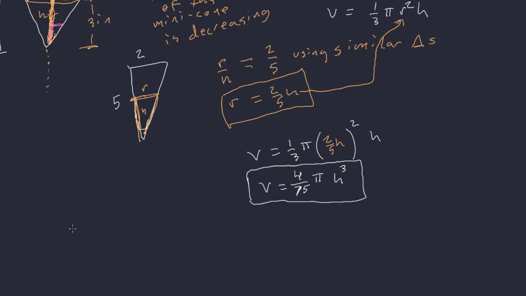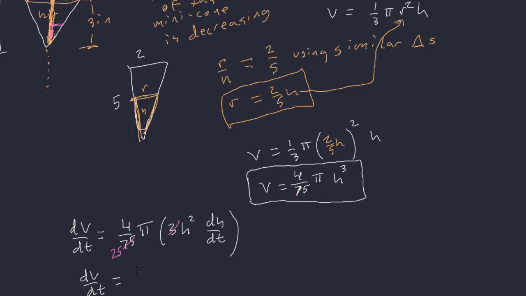Now we will differentiate both sides with respect to t implicitly, so we'll get dV/dt is equal to 4/75 pi times, now this h cubed, that's going to become 3h squared dh/dt. All right, and the 3 is going to cancel with the 75 and get us back to 25. Okay, so to clean this up a little bit, dV/dt is equal to 4/25 pi h squared dh/dt.